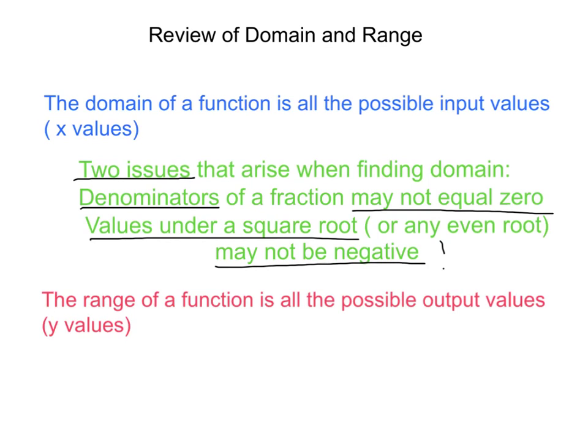Denominators of a fraction may not equal 0, and values under a square root or any even root may not be negative. The range of a function is all the possible output values, or y values, or if you're looking at it graphically, the up and down direction that the graph goes.